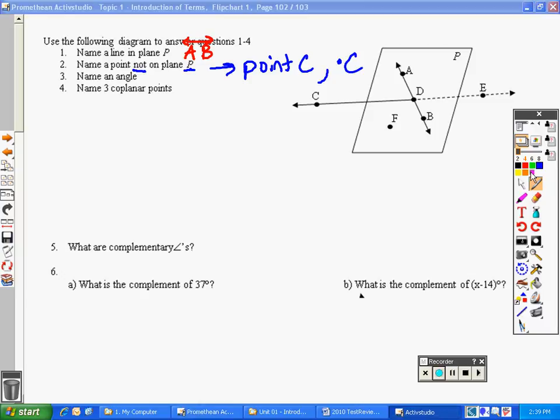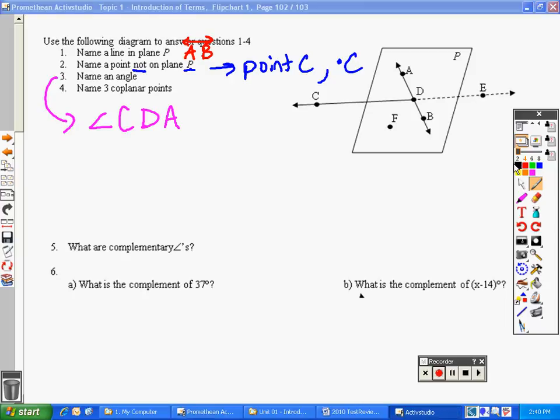Next one, name an angle. So this is just any angle in here. When we name an angle, we just need to use 3 letters. The angle doesn't have to be on the plane. It doesn't say that. So the only order that matters is that the vertex of our angle is the middle letter that I'm going to name. So I'm going to name this angle CDA. I do that by writing the angle symbol CDA, where D is the vertex of that angle. There are lots of other angles. You could even say FDB or ADE. There's lots and lots and lots of angles we can name.